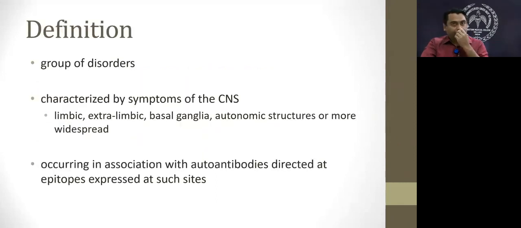Now, by definition, what is it? It's a group of disorders characterized by CNS symptoms which can be localized mostly to the limbic system, but also anywhere else, including extralimbic regions, basal ganglia, autonomic structures, or any other site in the brain. And it occurs in association with autoantibodies directed at epitopes expressed at the particular sites which are involved.